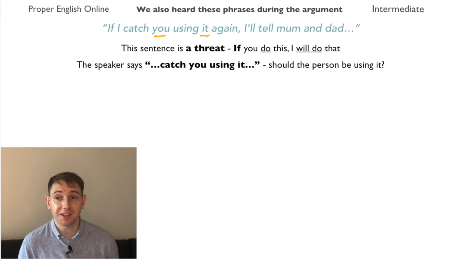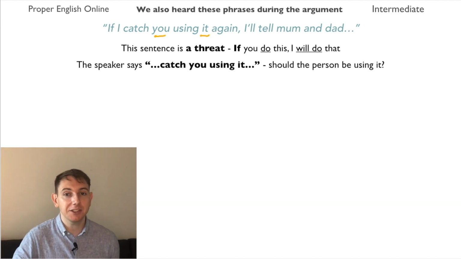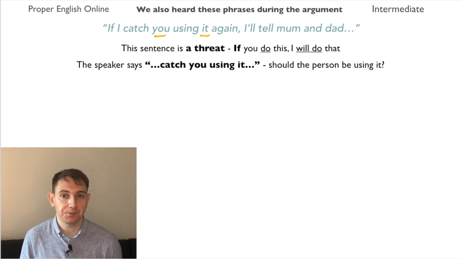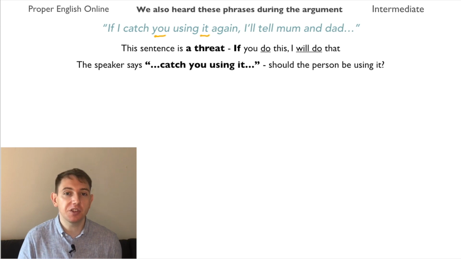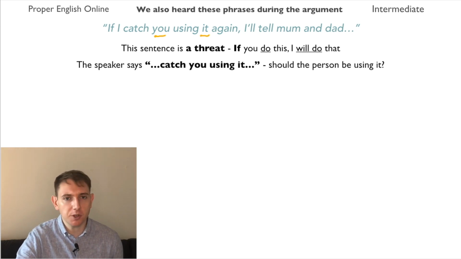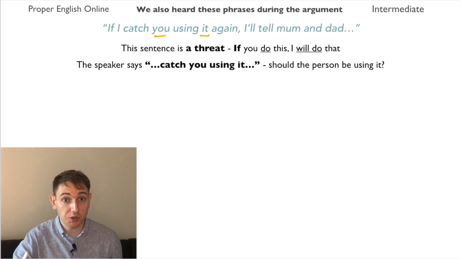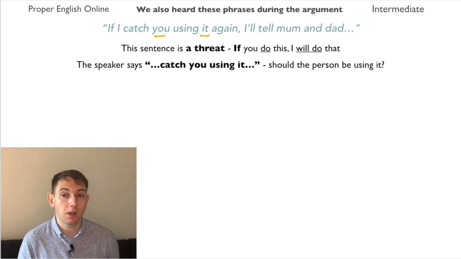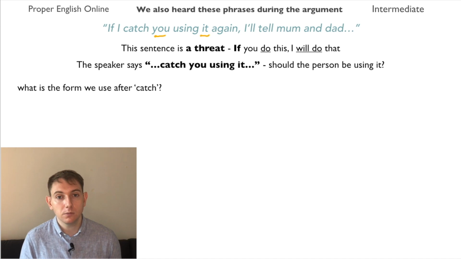So he shouldn't be using it, right? So "catch you using it" means I see you doing something wrong. Catch someone doing something. If I catch you using my phone, hey, stop using my phone, stop using my laptop. I saw you doing the thing that's wrong, the thing I don't want you to do. So what form comes after the word catch?